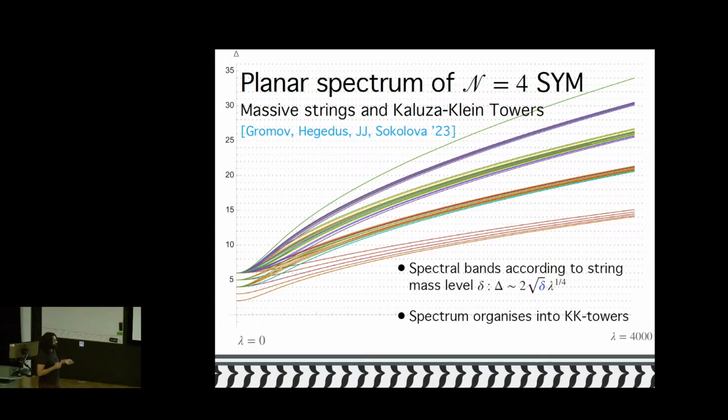As you go towards strong coupling, you can already see that the states band according to the string mass level in the following way. There's an overall envelope with 2 times the square root of some mass level times lambda to the 1/4. That's the first thing to observe. The second thing to observe is that the spectrum itself organizes into Kaluza-Klein towers. The reason that happens is because as you go to strong coupling, in a holographic picture, you're probing the flat space limit, so you expect the formation of these towers, and we see both of these things.